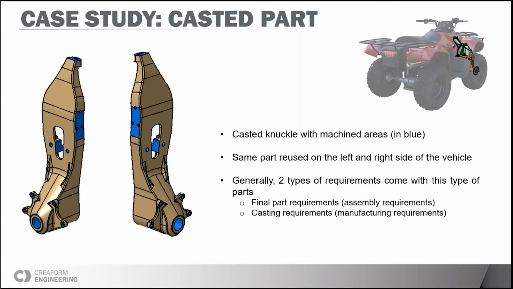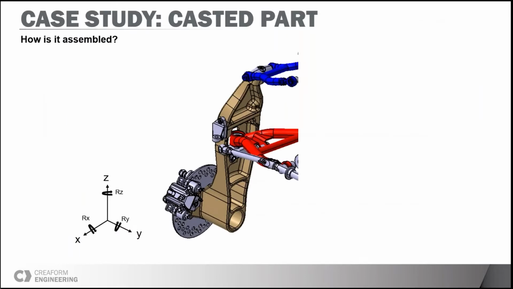Generally, when we talk about a cast part, we have two kinds of requirements to define. We will have one set of requirements for the final machined part and one set of requirements for the casting. We will talk quickly about the casting requirements at the end, but today we will mainly focus on the final part requirements. So let's start by looking at how it is installed in the vehicle.